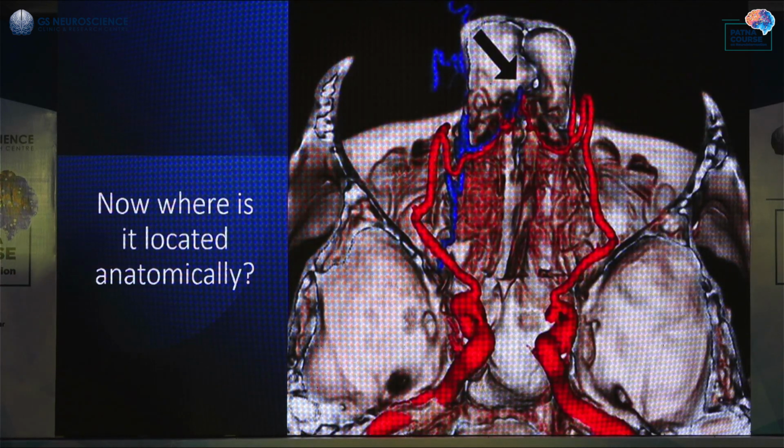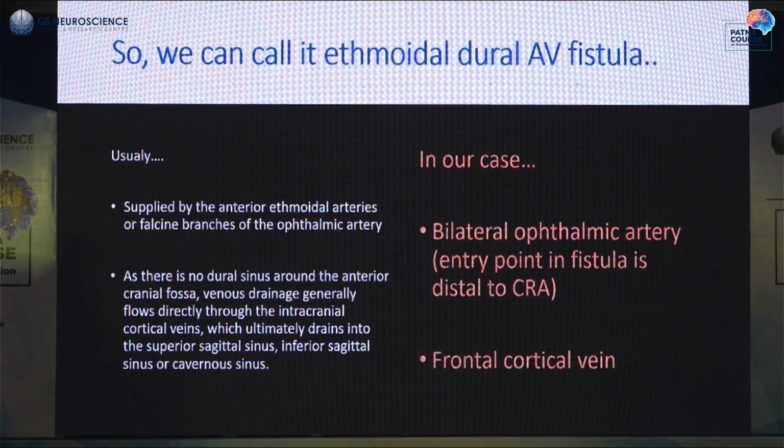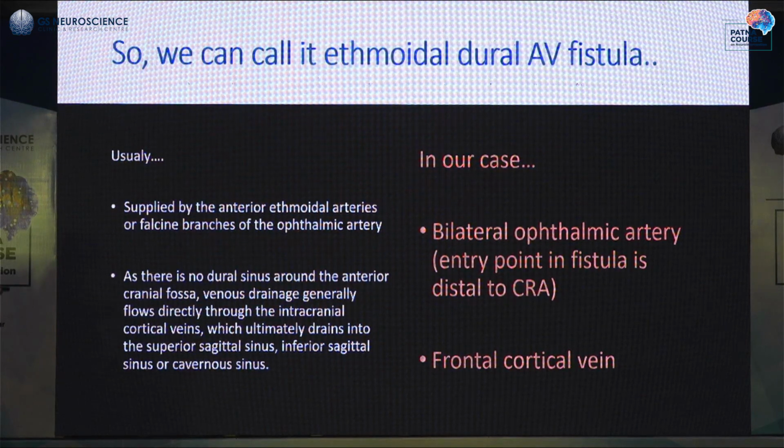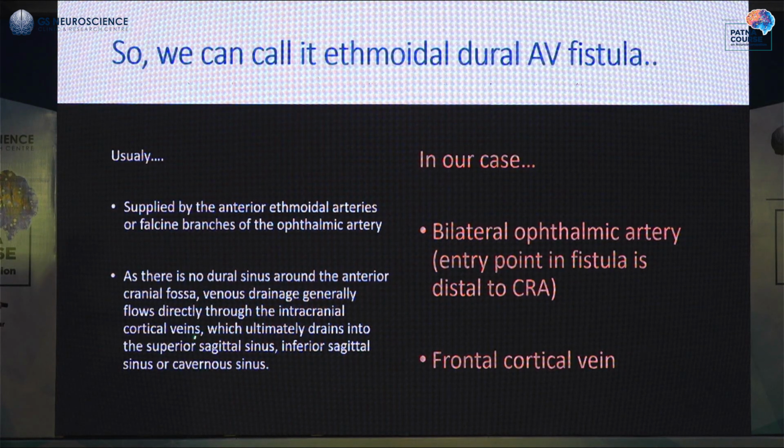So we can call it an ethmoidal dural AV fistula. In our case, it is usually supplied by the anterior ethmoidal arteries or falcine branches of the ophthalmic artery. As there is no dural sinus around the anterior cranial fossa, the venous drainage generally flows directly through the intracranial cortical veins, with chances of bleeding, which ultimately drains into the superior septal sinus, inferior septal sinus, or the cavernous sinus.